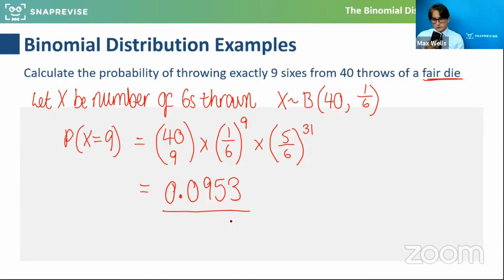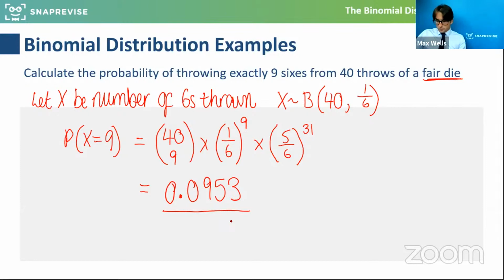Now, again, you could have used the class viz and just typed in X as 9, N as 40, P as 1/6, and it would have given you that value straight away. But it's hopefully not too hard to work out from just the sort of formulaic approach. So hopefully that's clear. Do ask if you're unsure though.